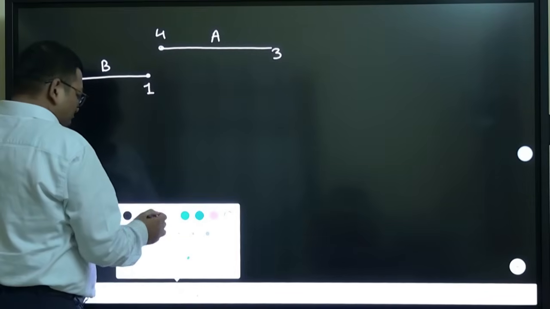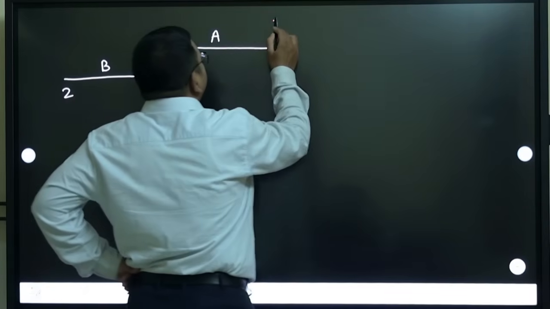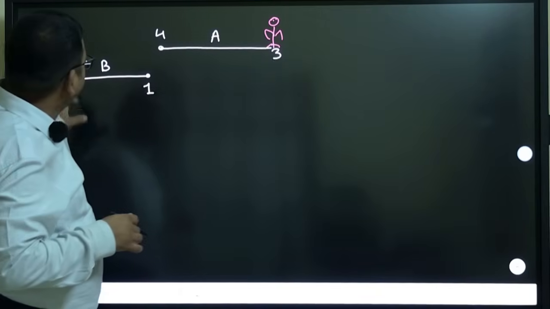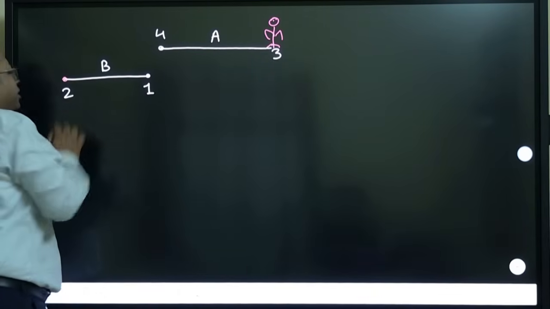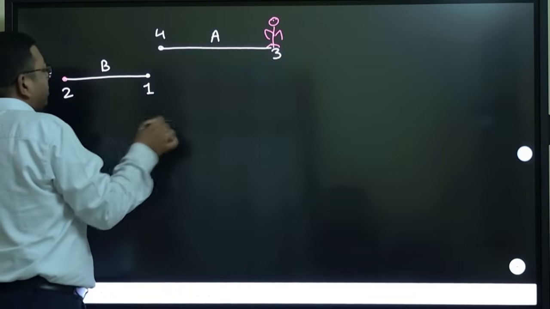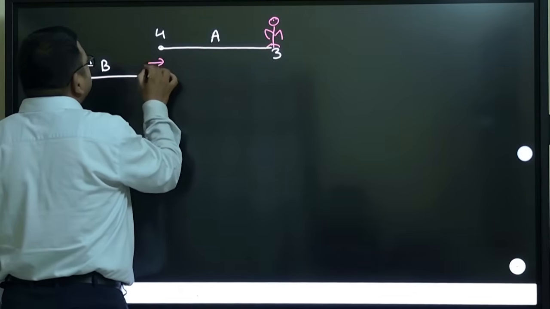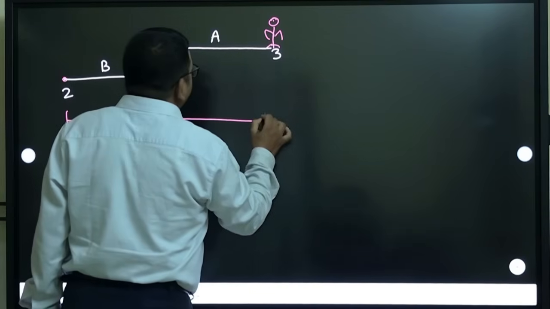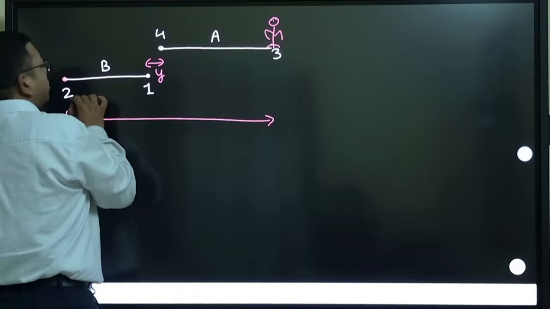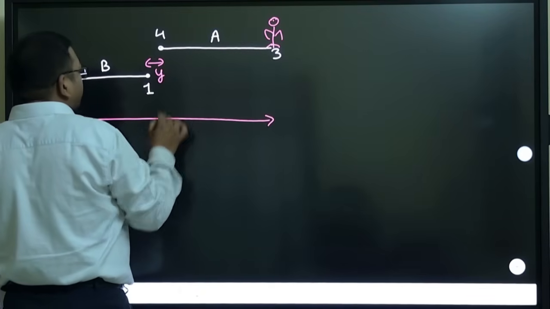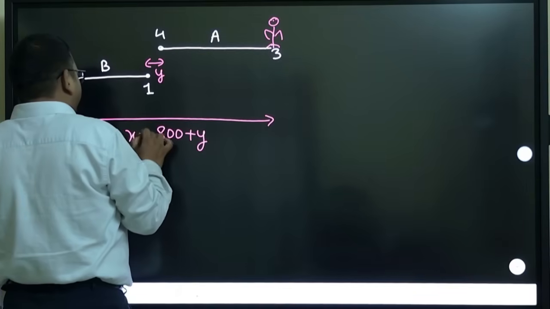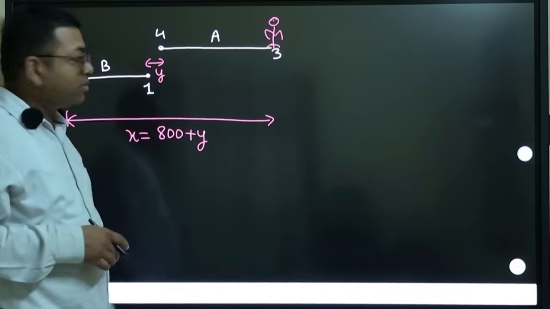So let us say there is an observer here. This observer is going to just see point 2, and point 2 is right now some distance away. As I told, you do not know this distance, but the total distance from 2 to 3 is 400 plus 400, 800 plus y. This is what you want to calculate.